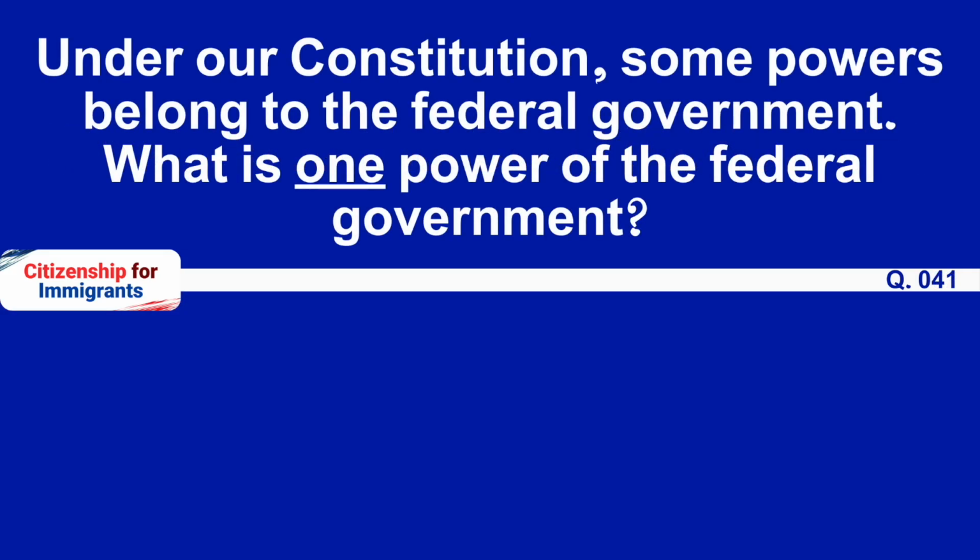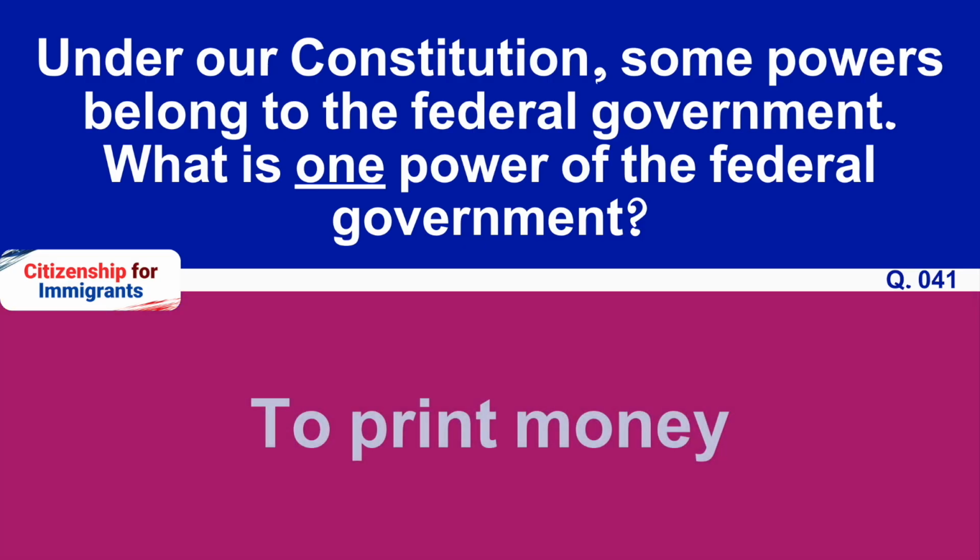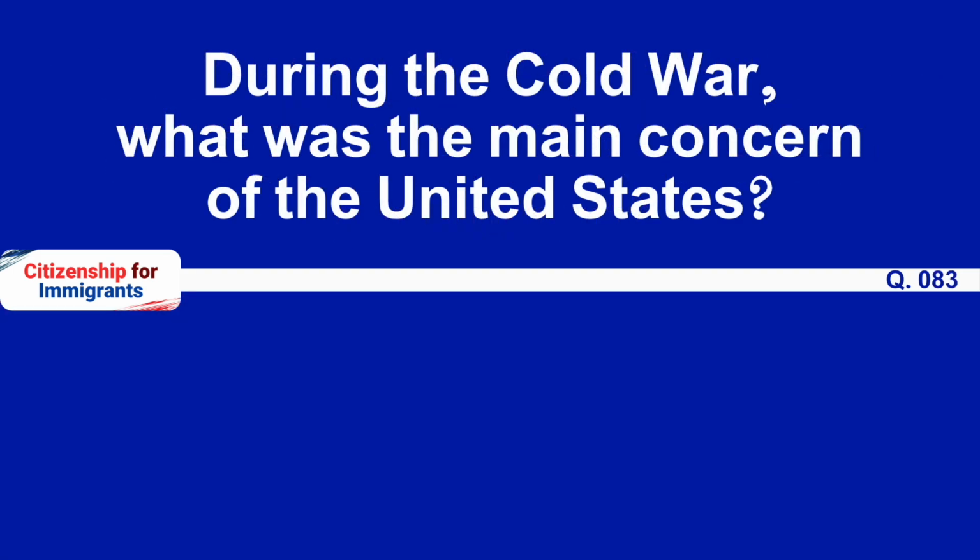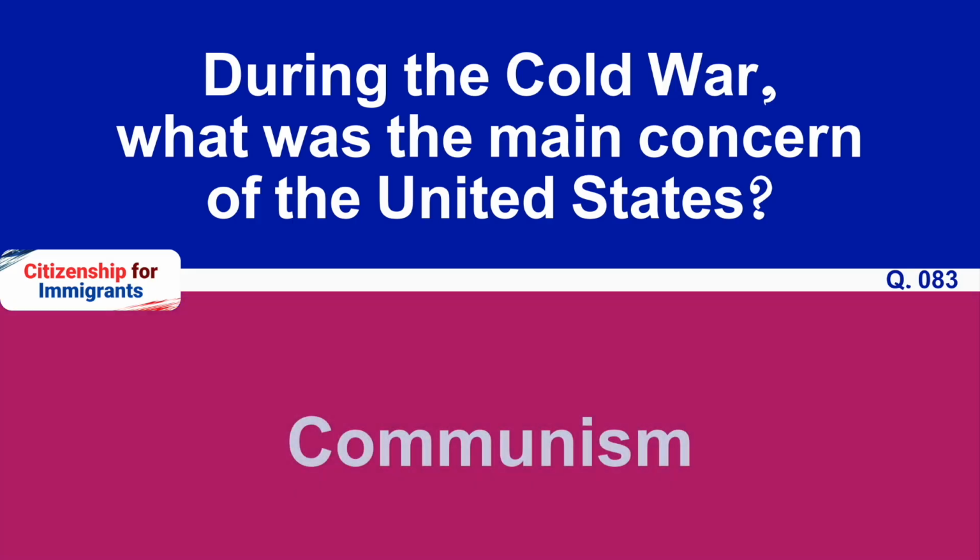Under our Constitution, some powers belong to the federal government. What is one power of the federal government? To print money. During the Cold War, what was the main concern of the United States? Communism.